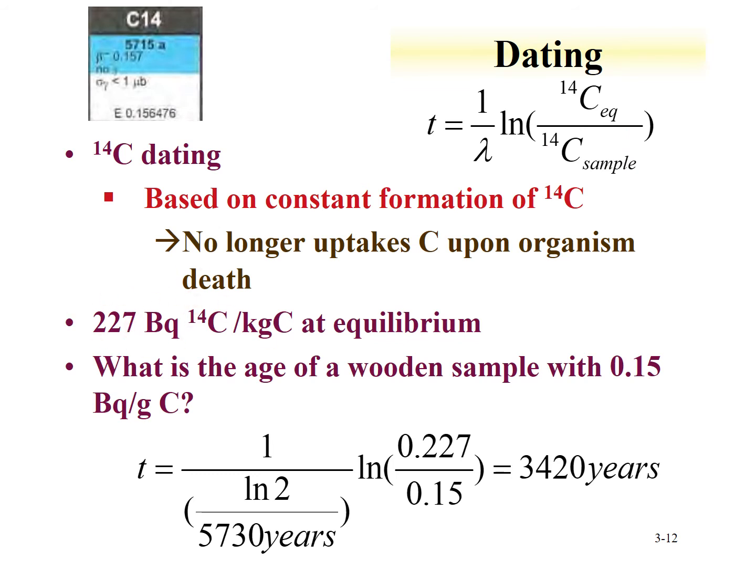And what's the age? There's a wooden sample that's been found, and it now has 0.15 becquerel per gram. This is 227 becquerel per kilogram, so we need to make it per gram, so it's 0.227 becquerel per gram. Let's rearrange these equations, and we get the natural log of 0.227 divided by 0.15, and we get 3,420 years. So carbon-14, 5,000 year half-life, is reasonable for doing carbon dating on that order, so thousands of years.